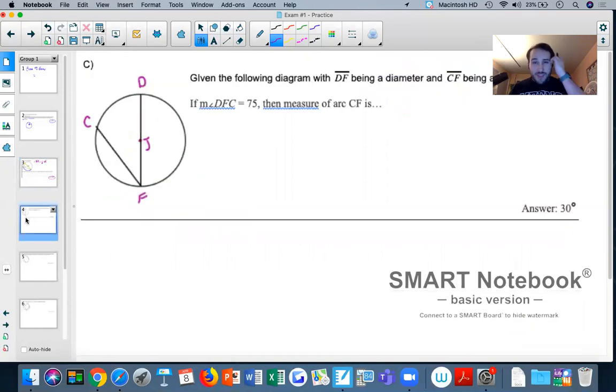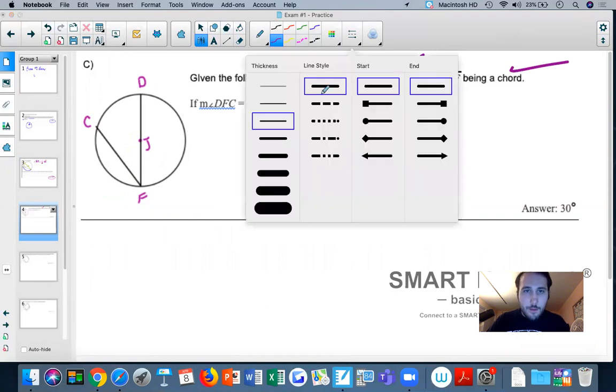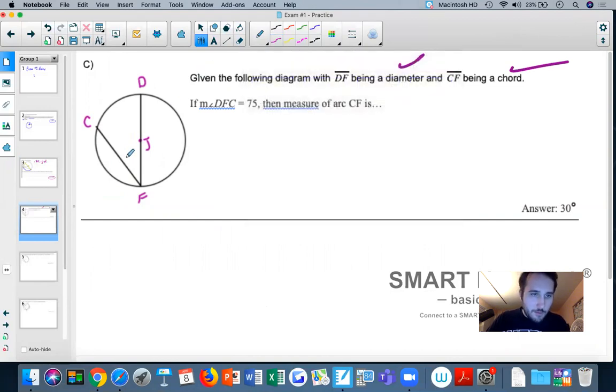All right, third question. Let me move my picture so I can actually see. All right, so given the following diagram, line segment DF is a diameter. That's going to be super important. And line segment CF is a chord. Also important. If the measure of angle DFC is 75, mark up your diagram. Oops, let's make that obvious. Then the measure of arc CF is what? So we want to find this arc.